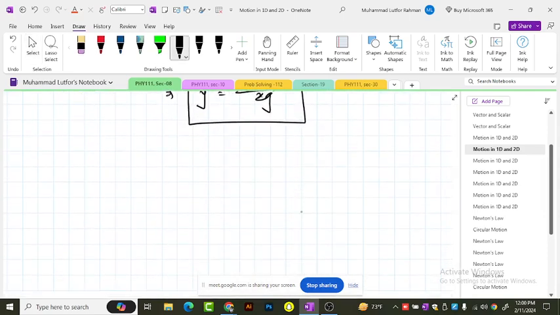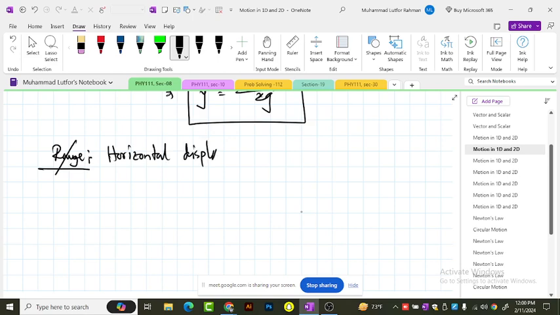What about the range? I'm not going to say range, I will say horizontal displacement. If the vertical displacement is 0, then you can say range, otherwise not. To find the range, let's think about the ideal situation.